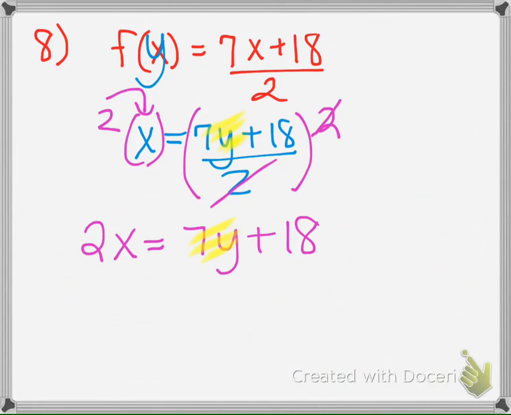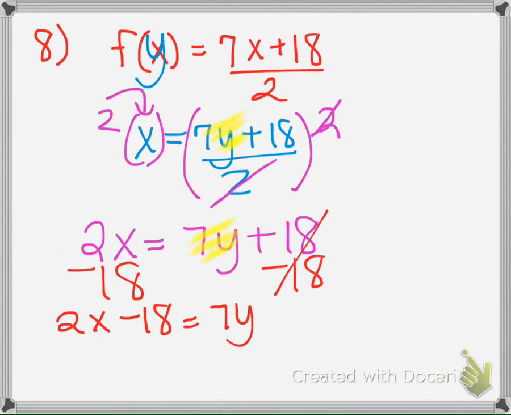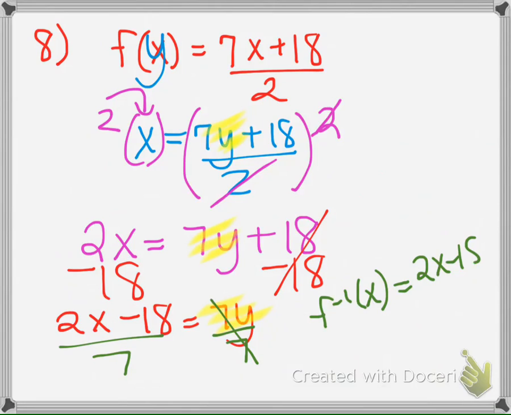And to get this y by itself, we're going to go ahead and subtract 18. Can't subtract 18 from 2x, so we just bring it down. And the very last step, whenever we have a number right in front of the y, at the very end we are allowed to divide. So we get that the inverse function is equal to 2x minus 18 over 7, or you could write it as 2x over 7 minus 18 sevenths.